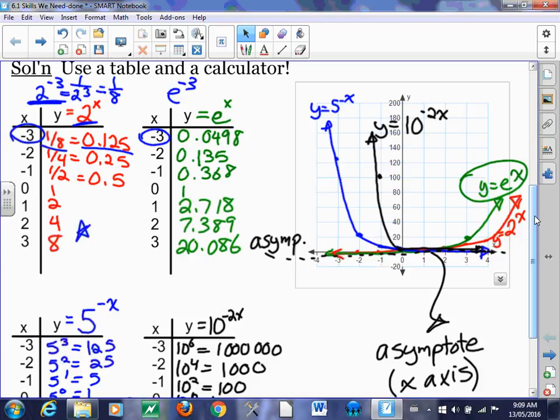Okay, because although it's an e function, it is still an exponential because the exponent is still the x when you think about it. Awesome. Okay, let's keep going.